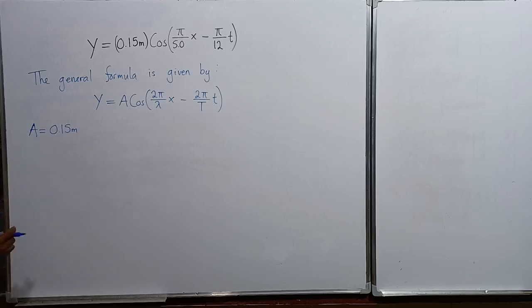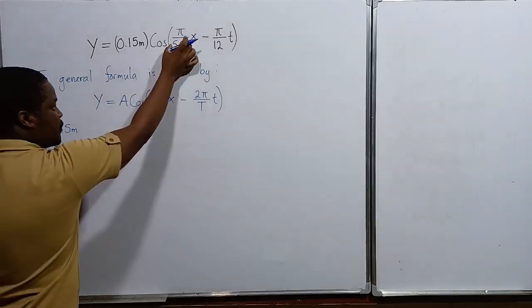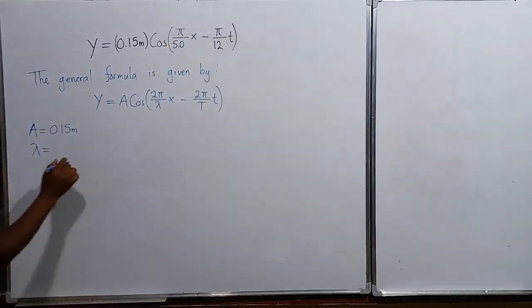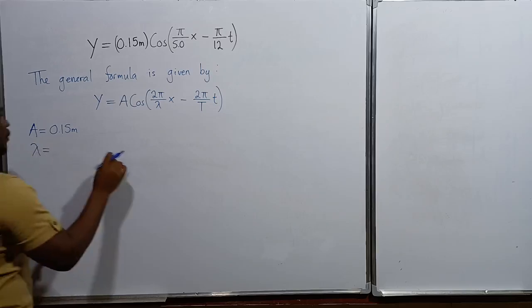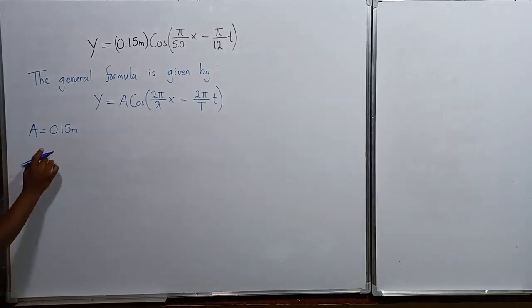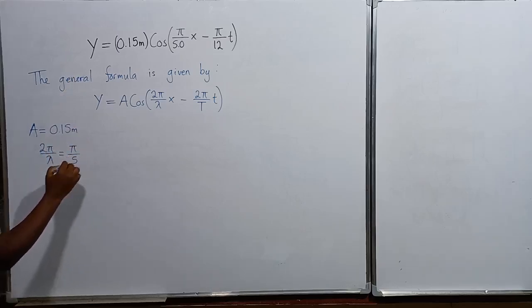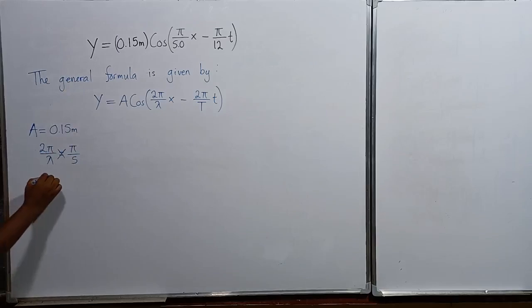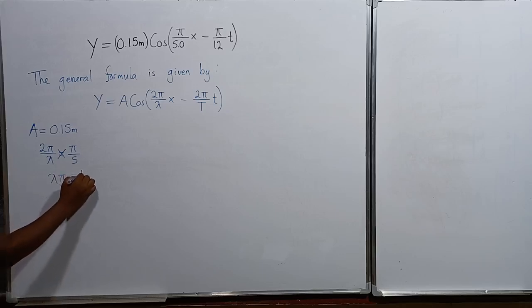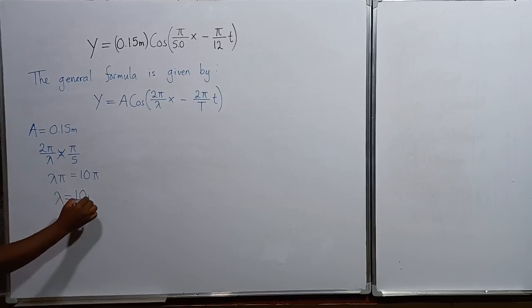What's next? Wavelength. For wavelength, we compare the coefficient of x with this coefficient of x. We'll say 2 pi over lambda is equal to pi over 5. If we cross multiply, we get lambda times pi is equal to 10 pi. I divide both sides by pi, hence lambda is equal to 10 meters.